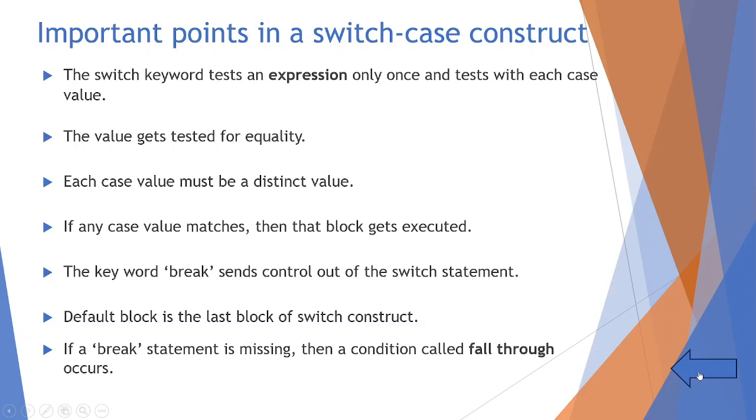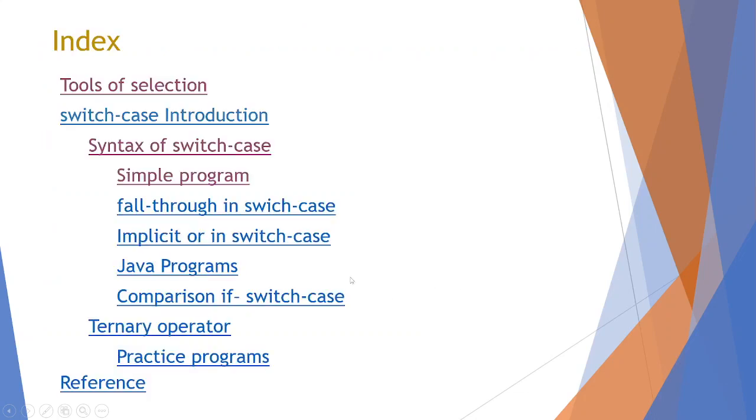And look at this. If a break statement is missing, then a condition called fall through occurs. Sometimes it may create ambiguity, or the programmer may introduce fall through for implementing implicit OR operator.